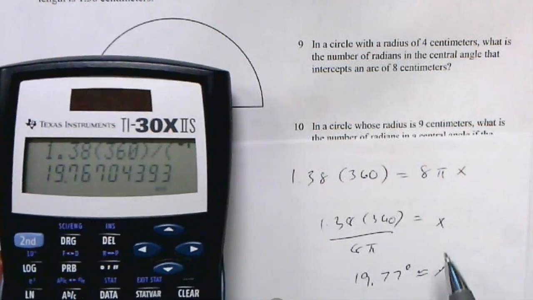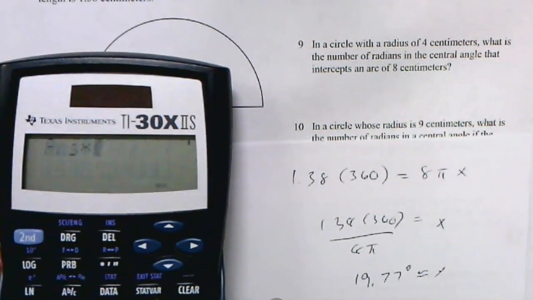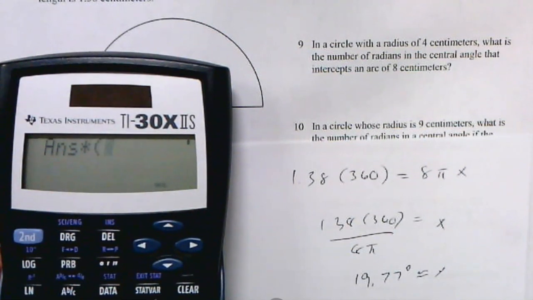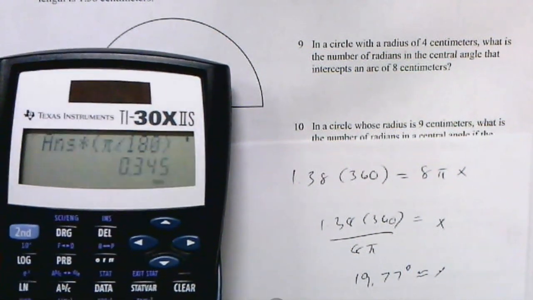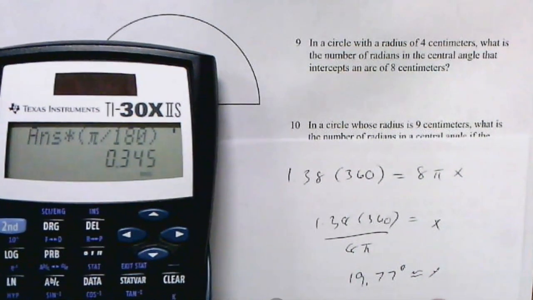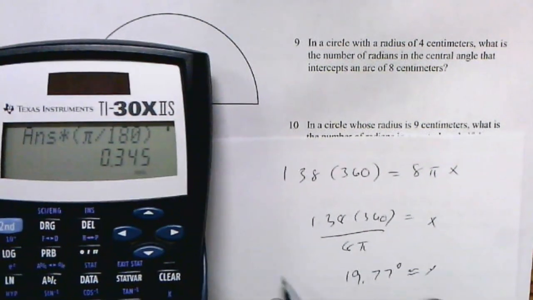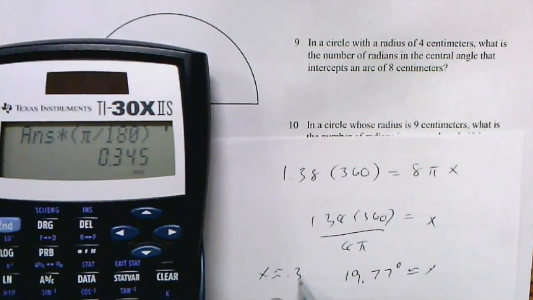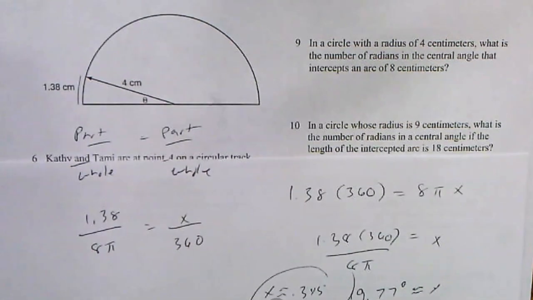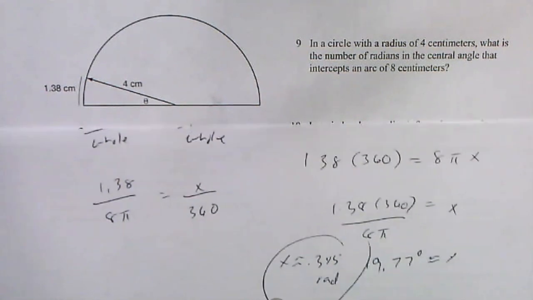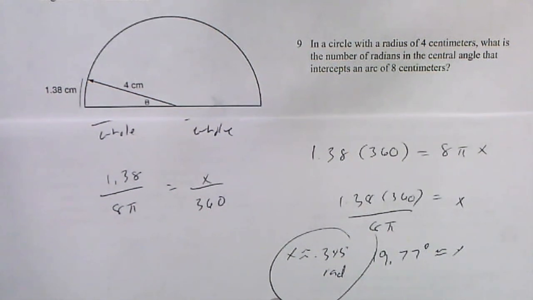To find out what that is in radians, I'm going to keep it just like it is and multiply that by pi over 180. So my radian measure is about 0.345 radians. That answer choice would be 0.345 radians. There's no answer choice for it there, but that's true.